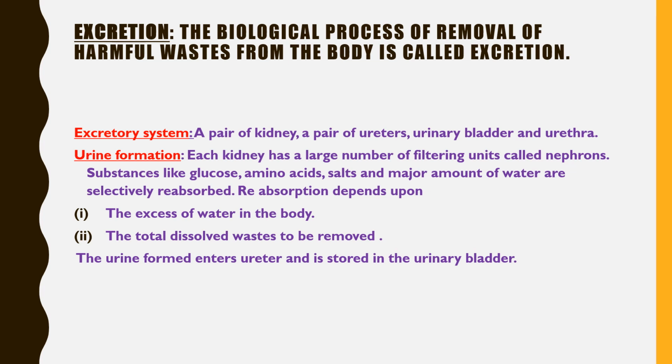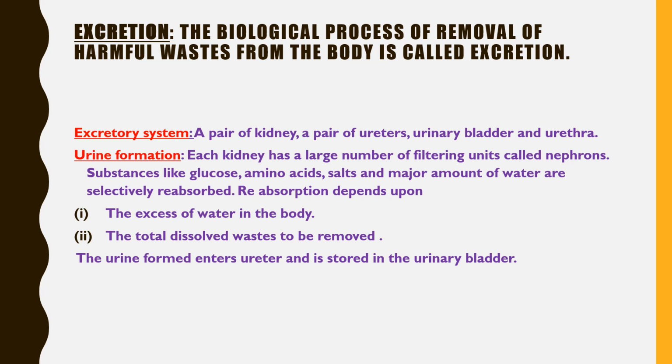Excretory systems in our body are many in nature. For example, the skin performs excretion by removal of waste, and the nose performs excretion by removal of harmful gases out of the system. But the main excretory system is the kidney and associated parts. The excretory system consists of a pair of kidneys, a pair of ureters, urinary bladder, and urethra.